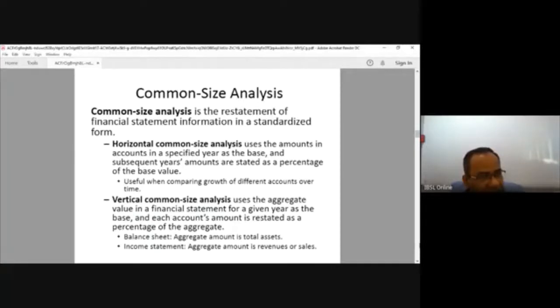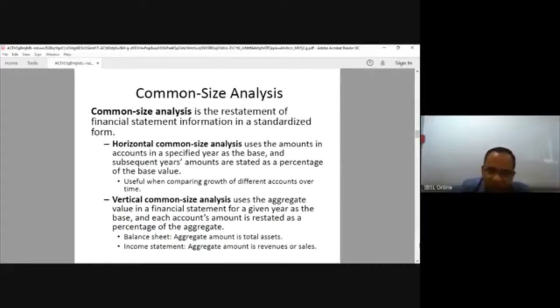Cost of living index. It's like that. Your cost of living index is that of one particular year they will take as a base, right? So that the base is 100. Compared to that, how it is increasing every year, right? Year by year it is increasing. That's a common size analysis, right? It's a vertical. It's a horizontal thing. Yeah. So useful when comparing growth of different accounts over time.